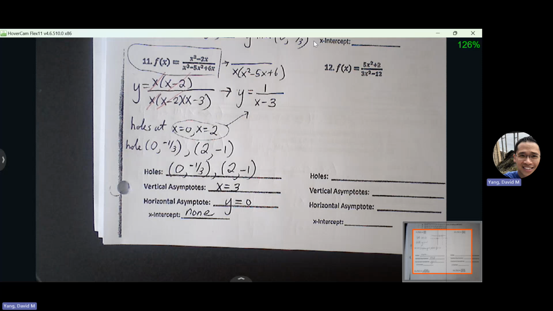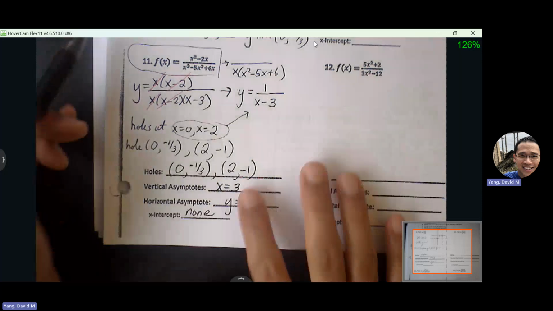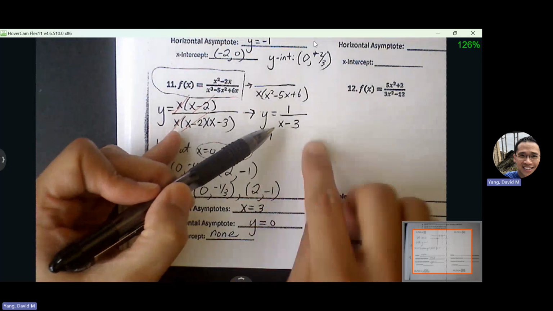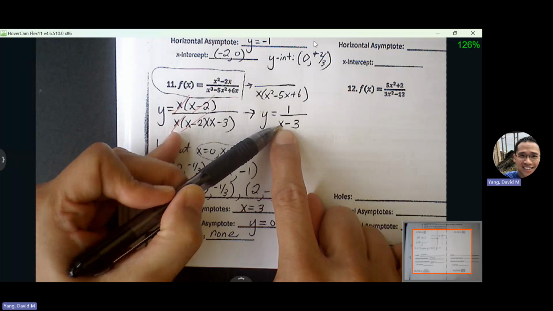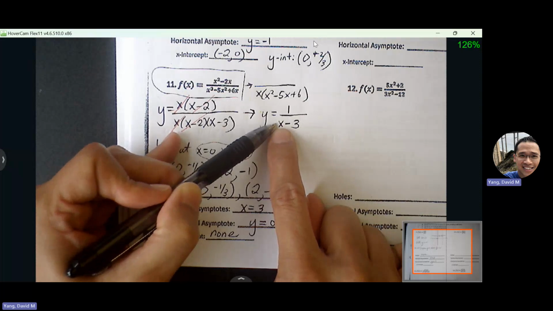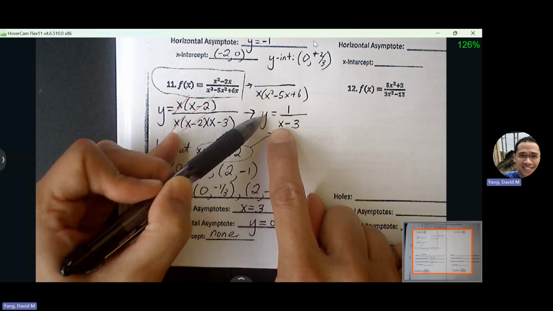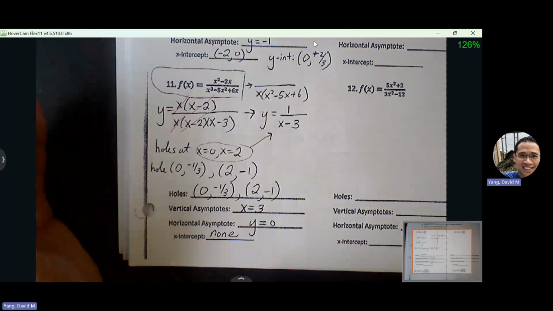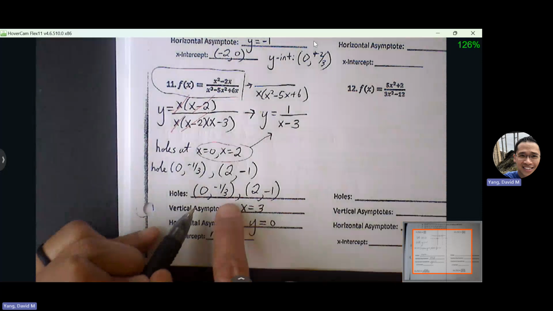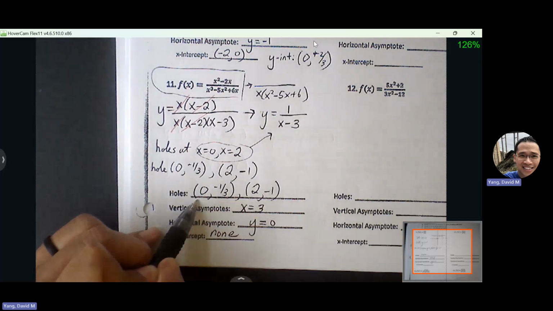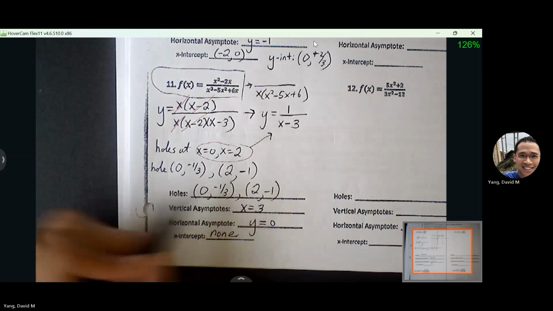Let's see if there's anything else. Y-intercept. The y-intercept is found by replacing your x's with 0 and solving for y. So if I replace x with 0, I get y equals negative 1/3. But the y-intercept is going to be the same thing as the hole. So we're just going to put a hole where the y-intercept would have been.